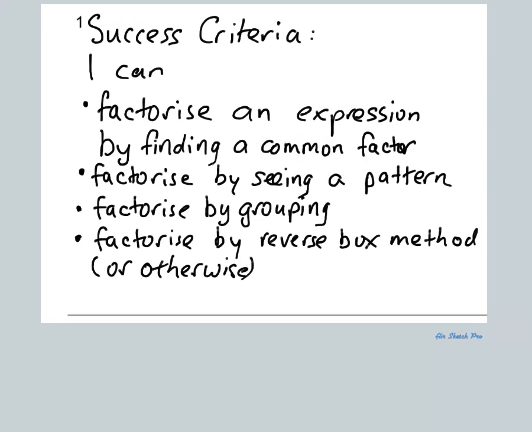The box method, where we've got two expressions or binomial expressions that have been multiplied together, we can use a box in order to multiply those things out, or the chicken beak method if you so wish. Okay, so that's the technique there that's written on the board.